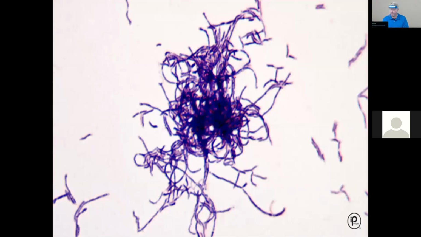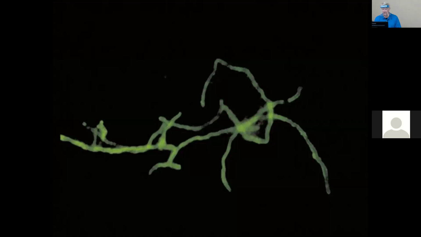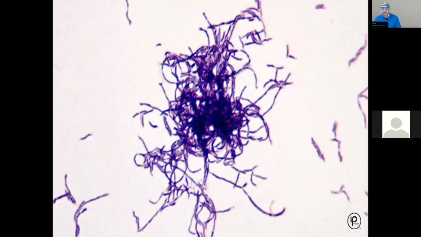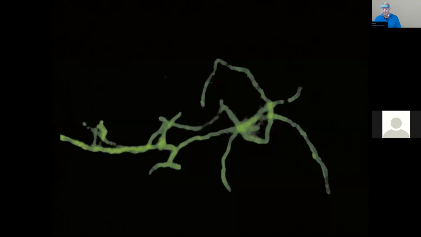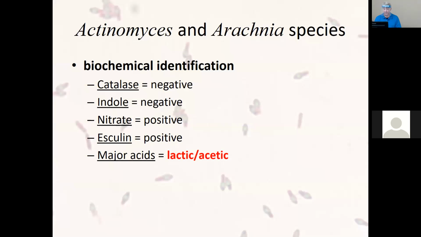There's our wild Gram stain. Filamentous, chainy, clumpy, just running all over the place kind of growth. I guess that's where it gets its arachnoid look. Biochemical identification for Actinomyces and Arachnia: catalase negative, indole negative, nitrate positive, esculin positive, so a little twist there. And then the major acids are lactic and acetic.